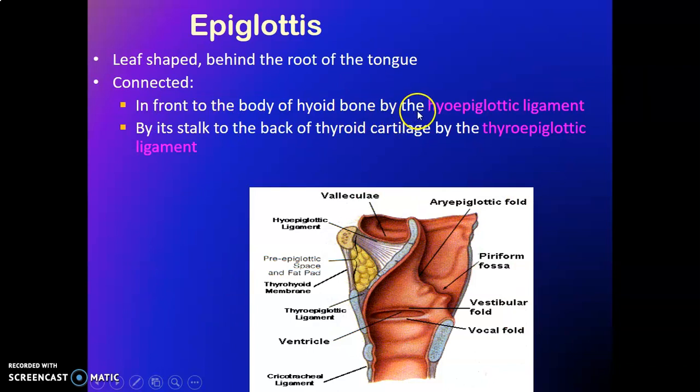So the epiglottis is leaf-shaped and found behind the root of the tongue. It's connected in front to the body of the hyoid bone by the hyoepiglottic ligament. By its stalk, it's connected to the back of the thyroid cartilage by the thyroepiglottic ligament. So to the hyoid by the hyoepiglottic ligament, and to the thyroid cartilage by the thyroepiglottic ligament. That's the leaf-like epiglottis, which is made up of elastic cartilage.